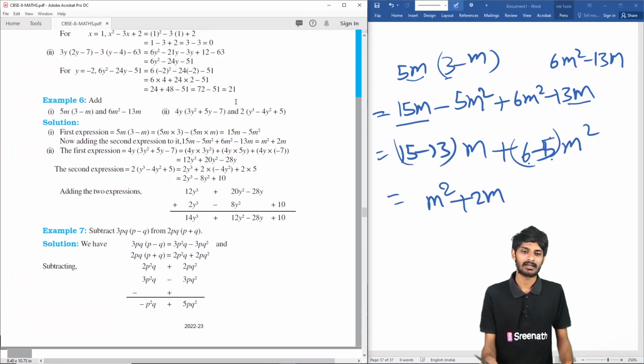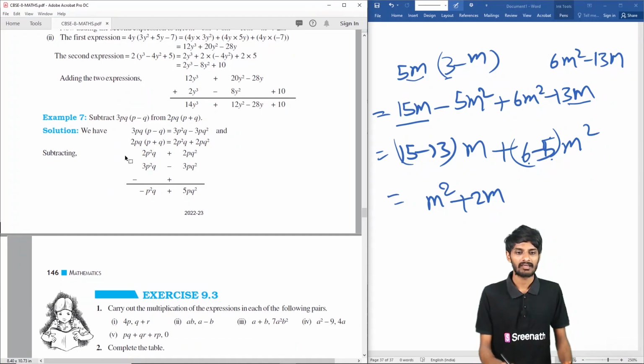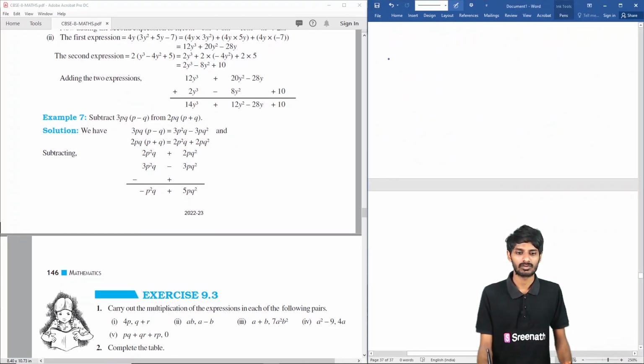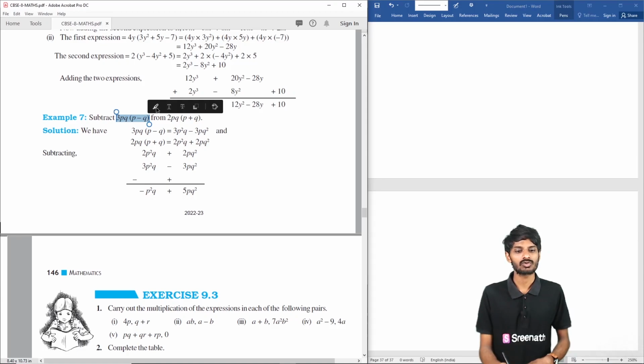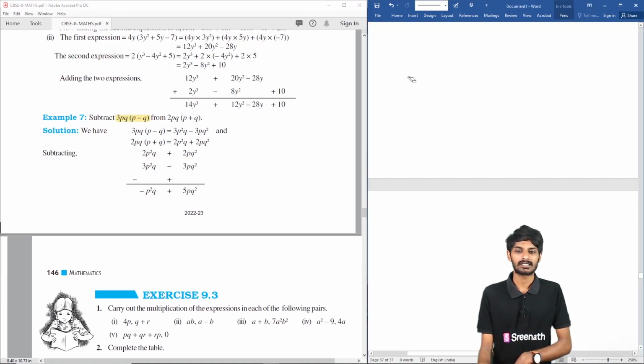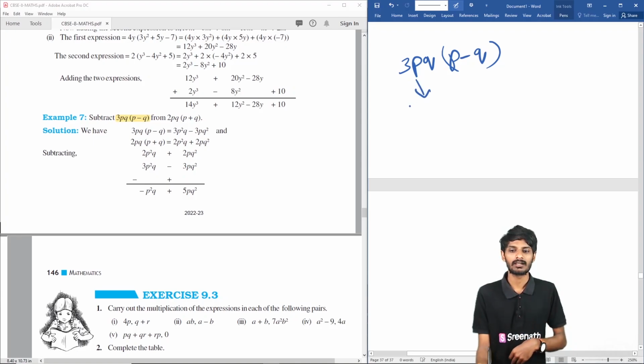So add these numbers also. And I will explain the example 4. It is nothing but a subtraction, students. I think you know how to do the subtraction. But here I will explain how to do the multiplication. Here there is a 3pq into p minus q. So here there is a multiplication of a monomial with a binomial.